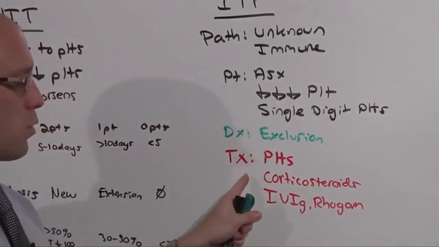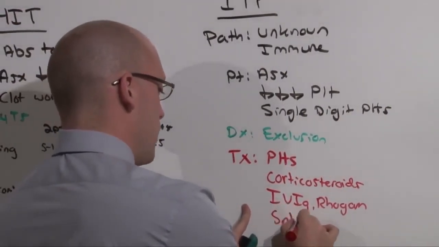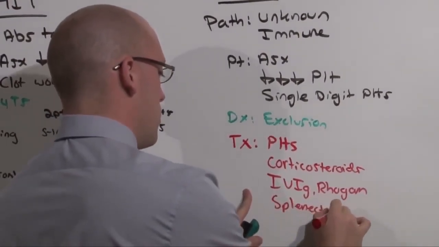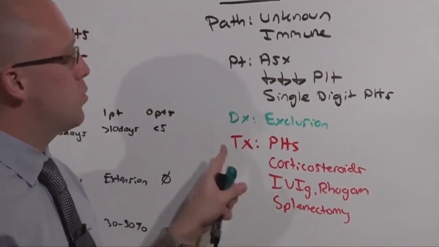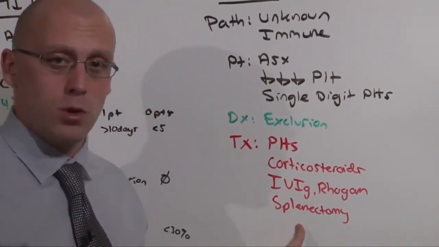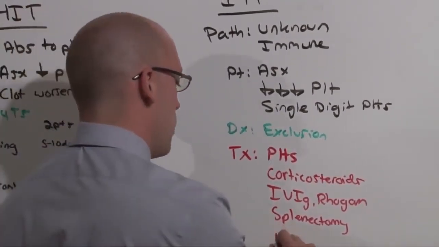If the patient is refractory to these medications, you can cut out their spleen, because we think the spleen is where all the damage is being done. Antibodies attach themselves to platelets and the spleen eats them. We're not sure. And long-term therapy with the monoclonal antibodies like rituximab come into play.